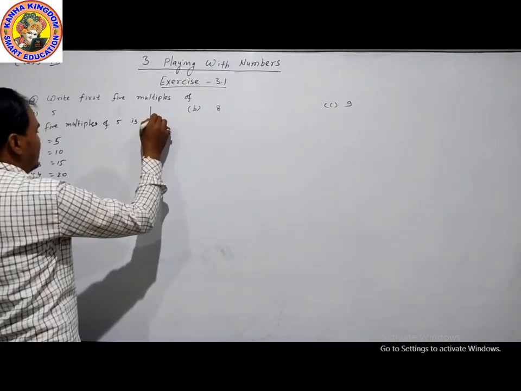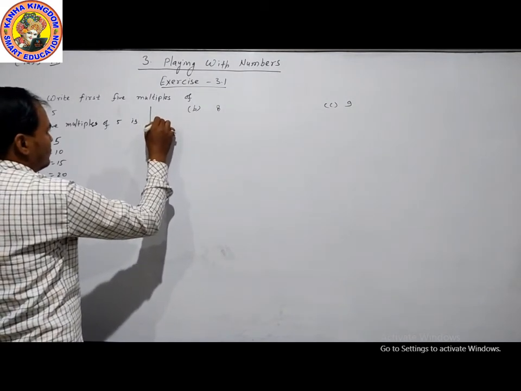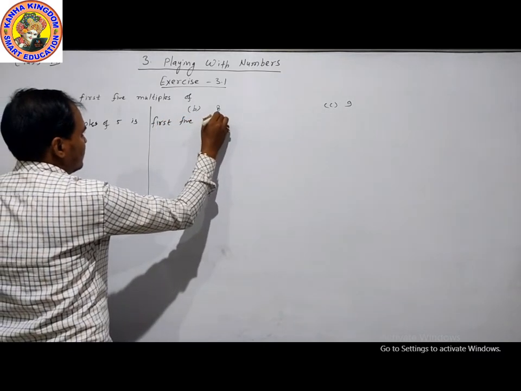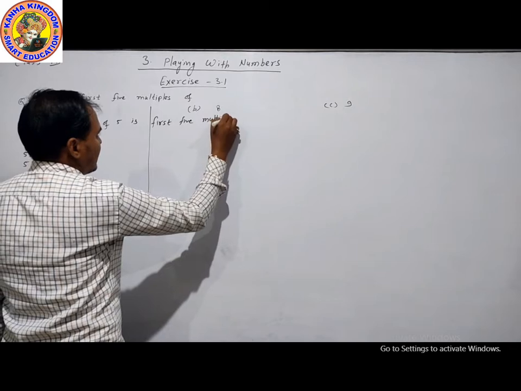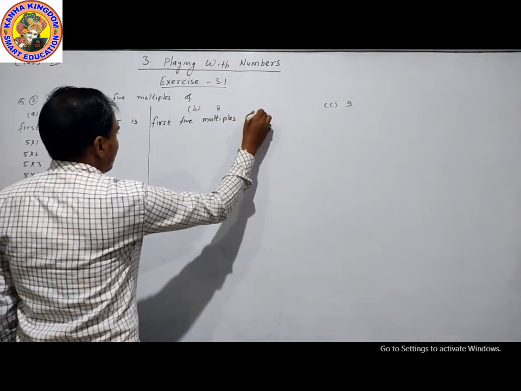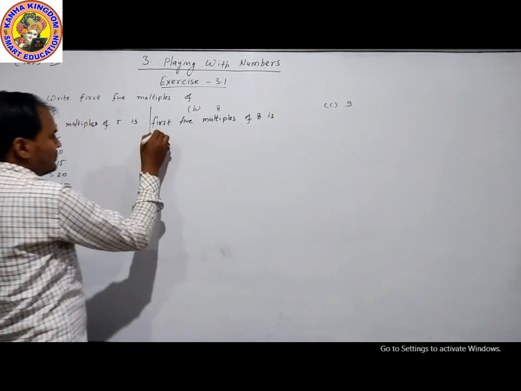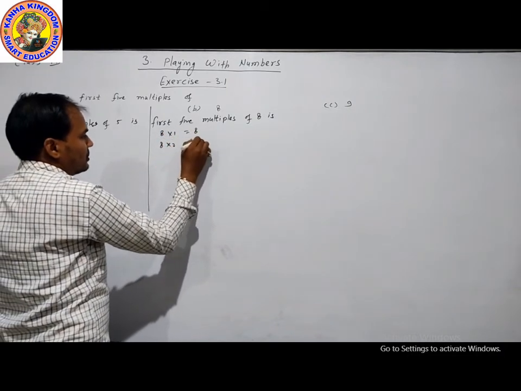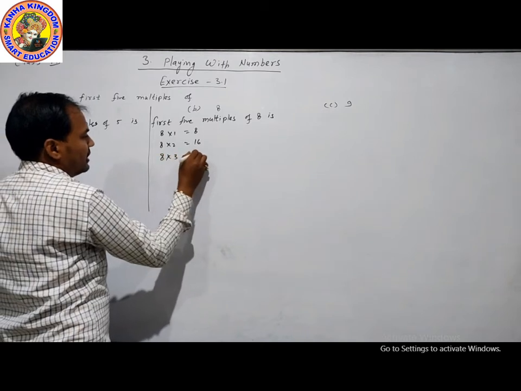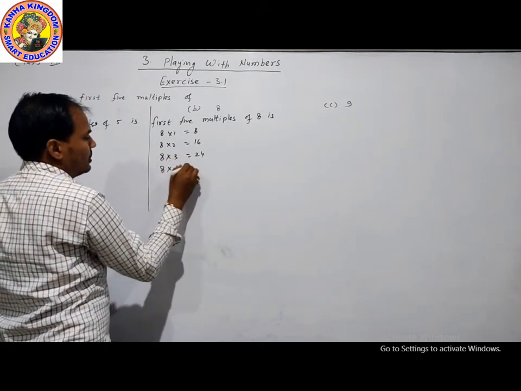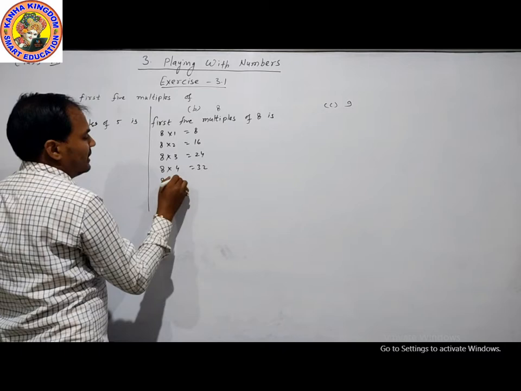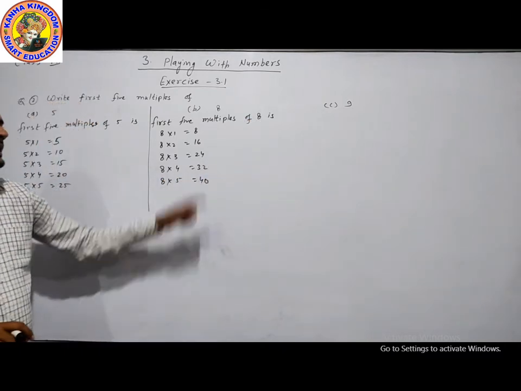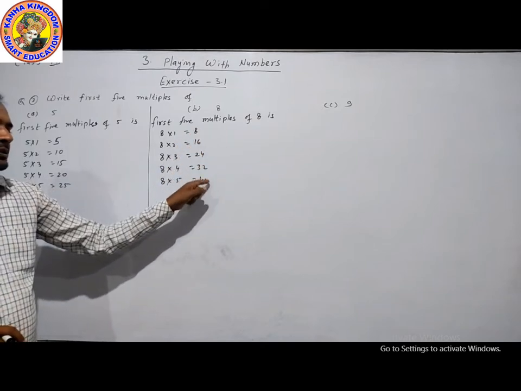Now in the next question, the first 5 multiples of 8 are: 8 into 1 is 8, 8 into 2 is 16, 8 into 3 is 24, 8 into 4 is 32, 8 into 5 is 40. So the first 5 multiples of 8 are 8, 16, 24, 32 and 40.